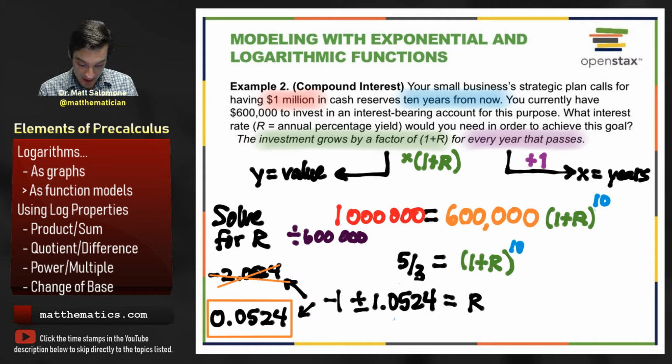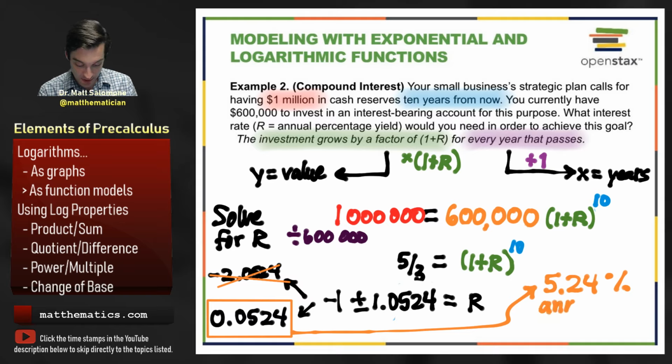In particular, if I change that decimal into a percentage, I can do that by moving this decimal twice to the right. I get 5.24%, and that's the annual yield that I need on my investment in order to turn my $600,000 today into $1 million 10 years from now when that interest is compounded.